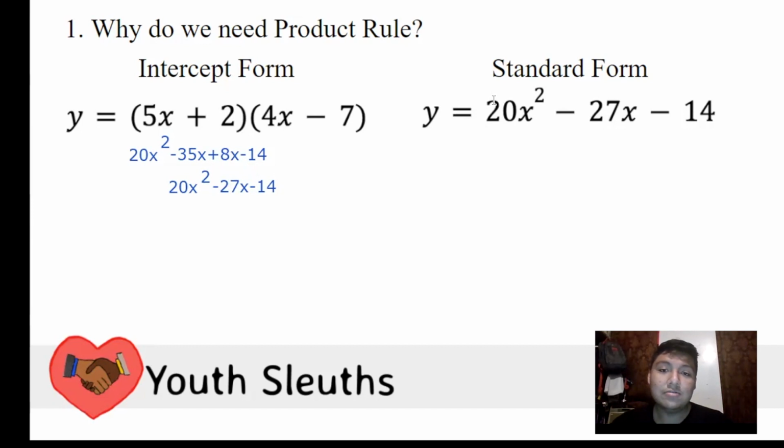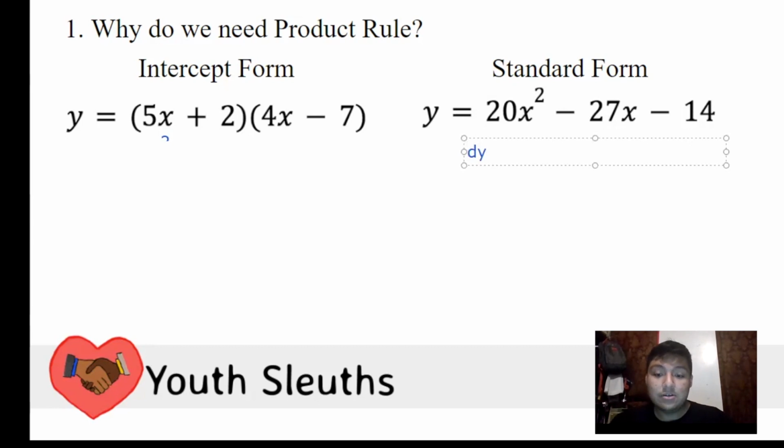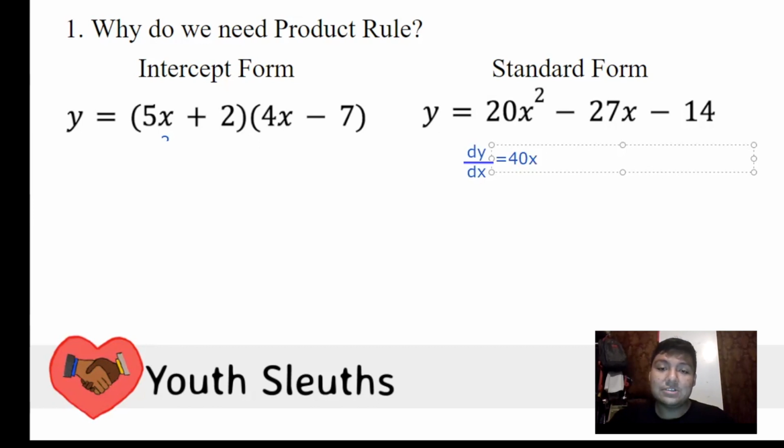So now we will derive both of them, and since they're the same quadratic, they should be the same derivative. So we'll start with standard form. dy/dx, and then the derivative of 20x squared would be 40x, and then the derivative of negative 27x would be negative 27, and then the derivative of negative 14 would be 0. So we just leave it as 40x minus 27.